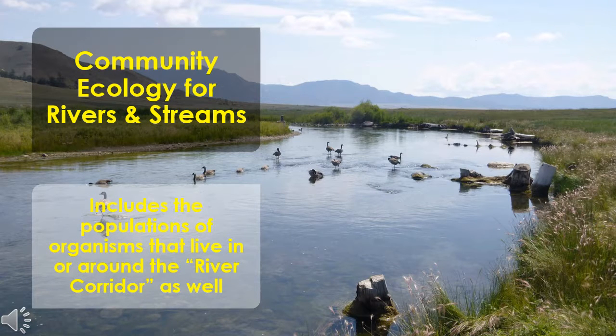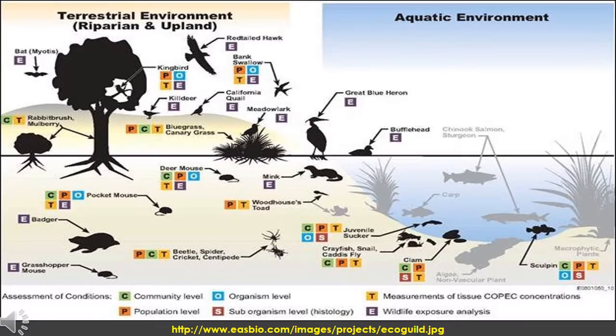This also includes the populations of organisms that live in or around the river corridor as well. This is a diagram that shows the complex interactions between the terrestrial environment, which includes the riparian zone and the upland area, and the aquatic environment. And as you can see, the vast majority of these organisms are on the community level.